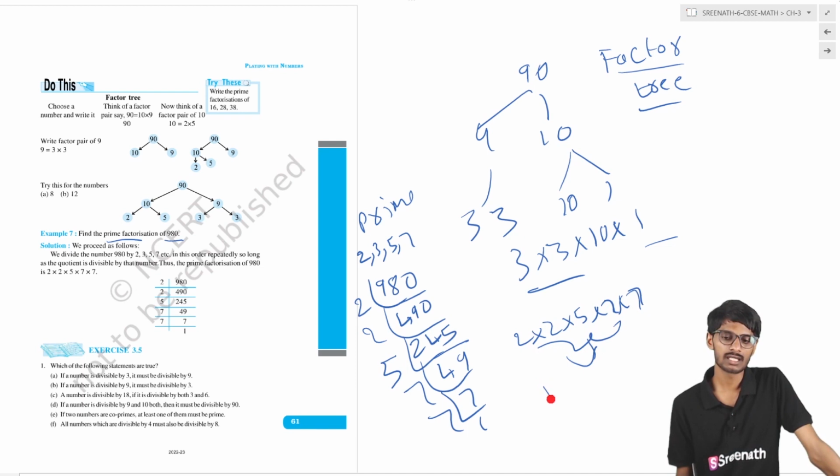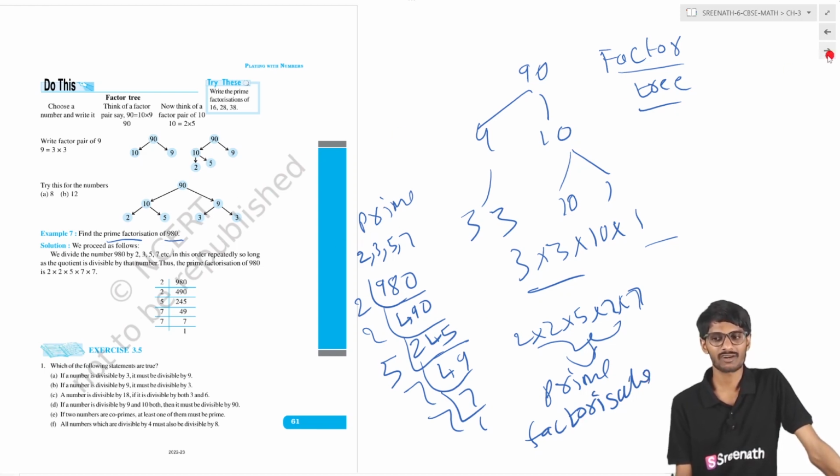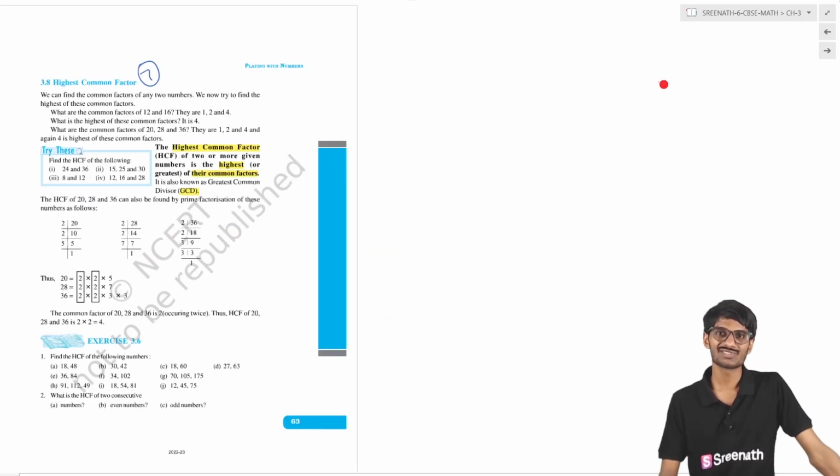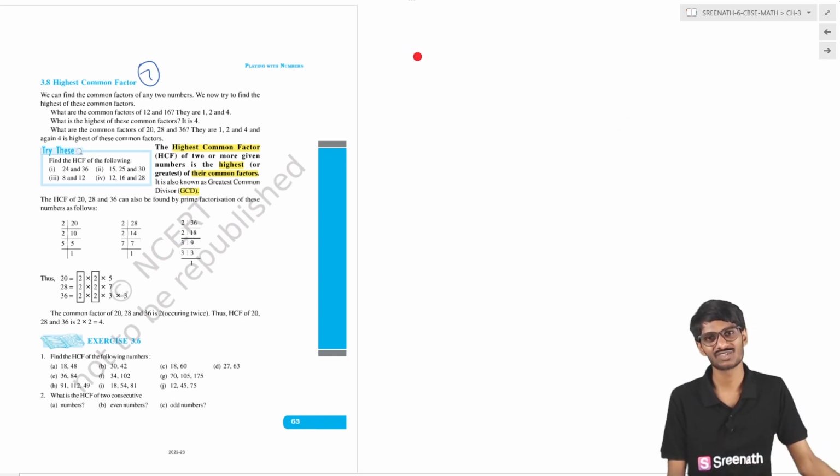All these are called the prime factorization. We call it the prime factorization. So we are finding the factors in terms of prime numbers. So that is the prime factorization, students. That's it, students. We have completed the 6th topic also.